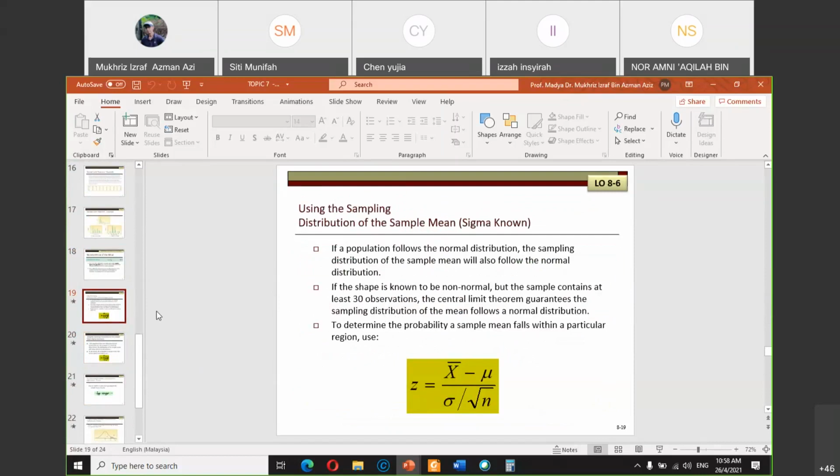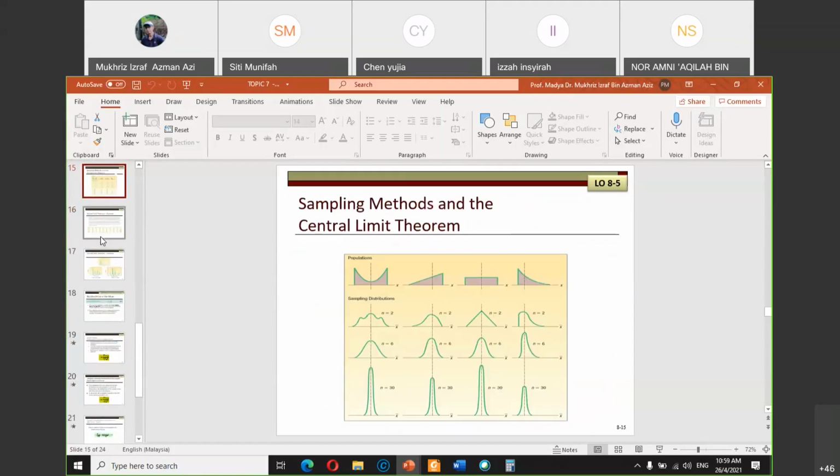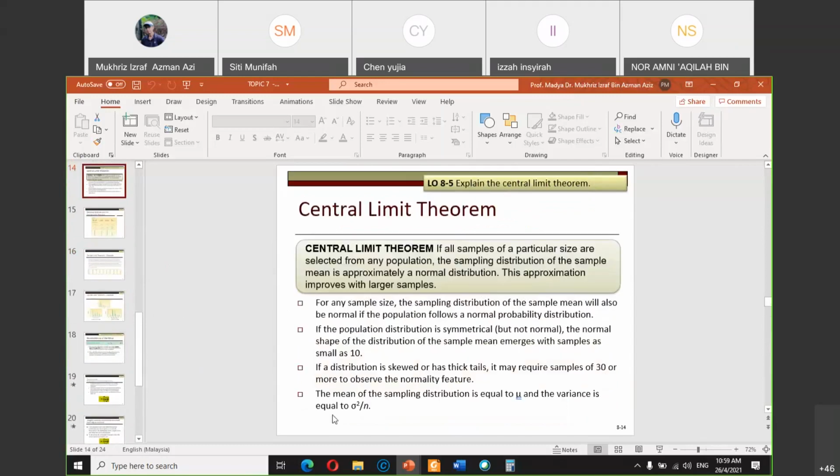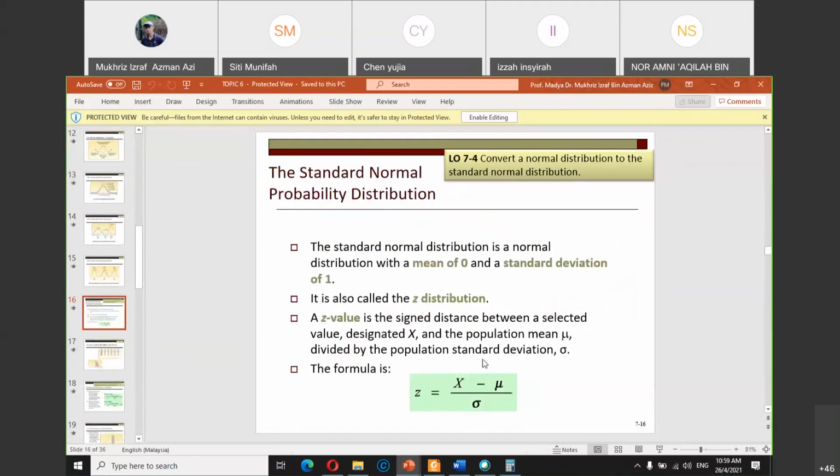So we understand from the slide just now, under the central limit theorem, the variance will be sigma squared over n, or the standard deviation will be sigma over square root of n. And if I can recall, go back to this original slide from chapter 5, last week. Whenever you want to calculate the z, it will be x minus mu divided by the standard deviation, which is sigma.